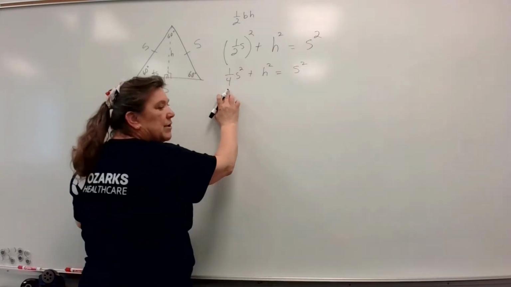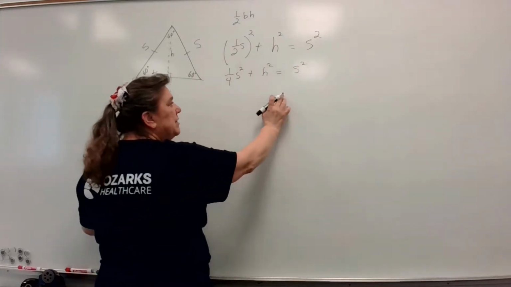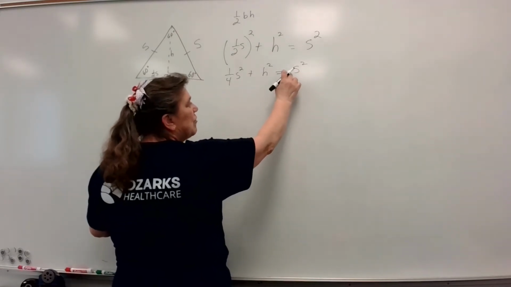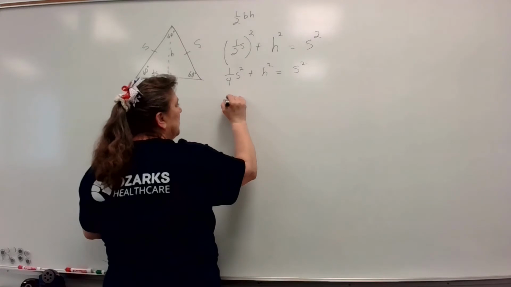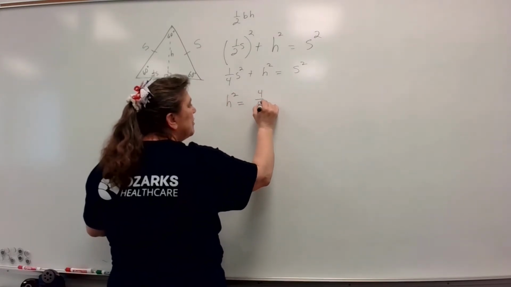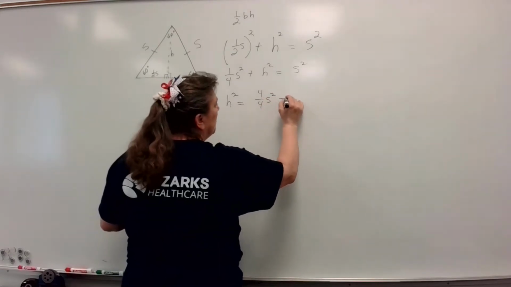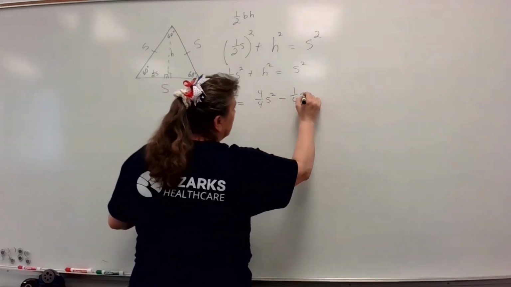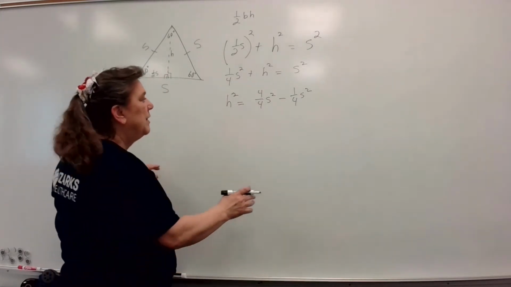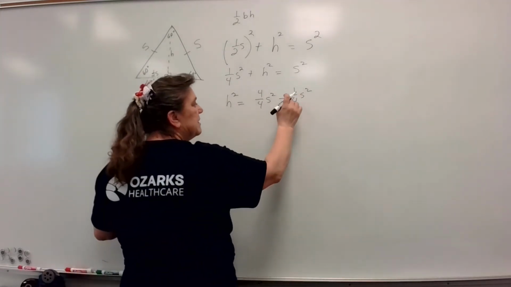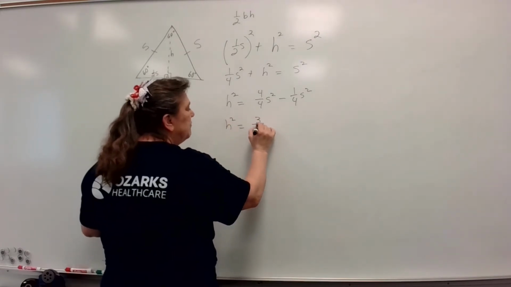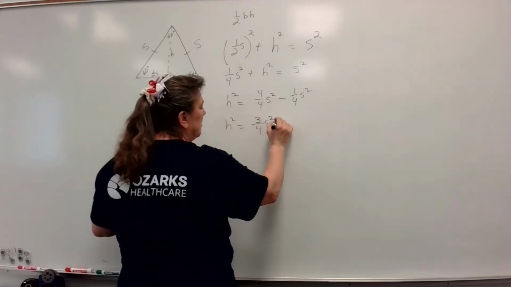Well, over here I've got a 1/4 S squared that I'm going to subtract from that. So I'm going to rewrite that as 4/4 S squared. And I'm going to have H squared is equal to 4/4 S squared minus 1/4 S squared. And that is equal to my H squared. When I subtract 4/4 minus 1/4, I have H squared is equal to 3/4 S squared.